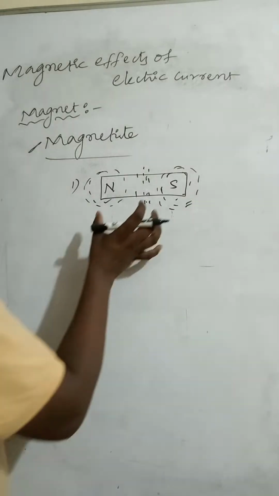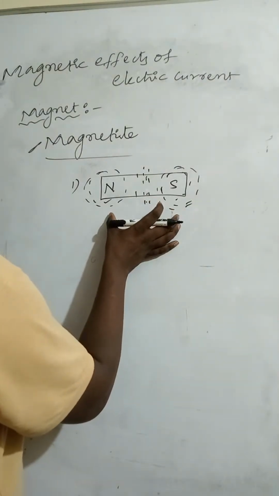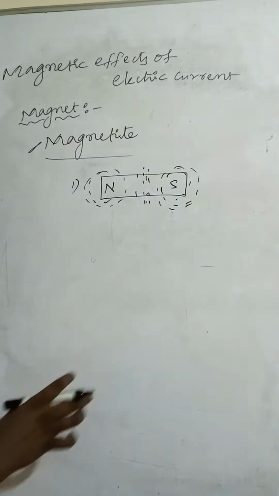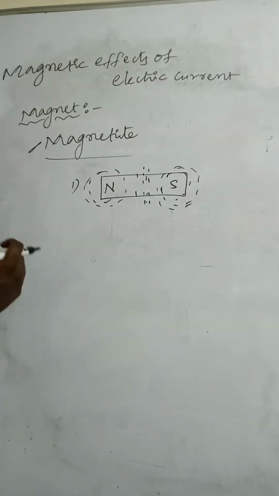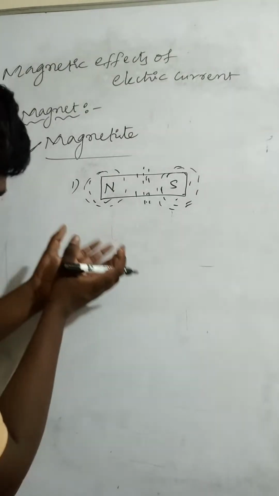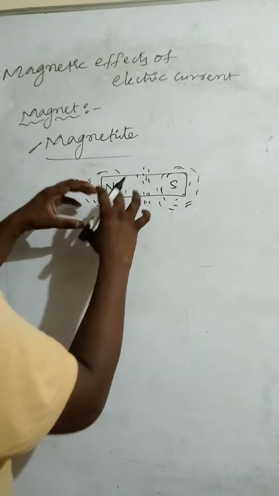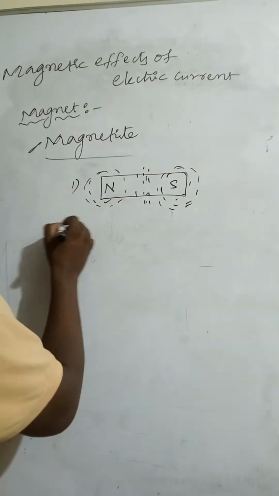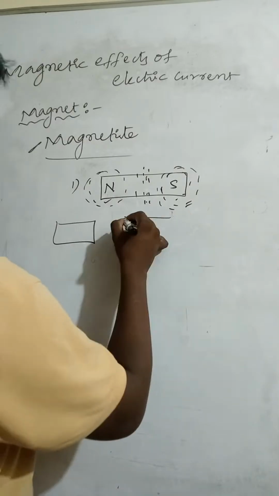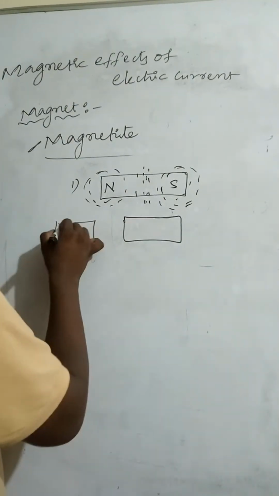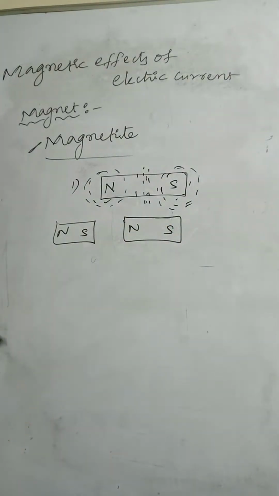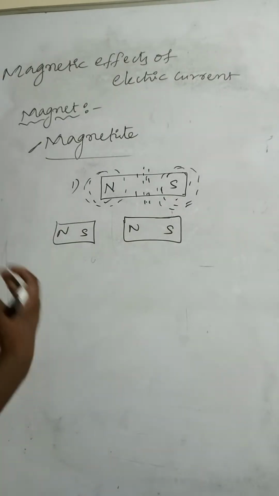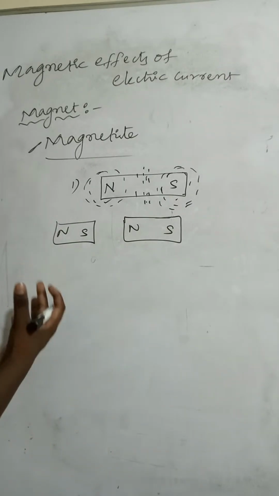As I said, poles have equal strength. If you break this magnet into two parts, each small piece again has two poles, north pole and south pole. Each and every piece of the magnet has two poles of equal strength.